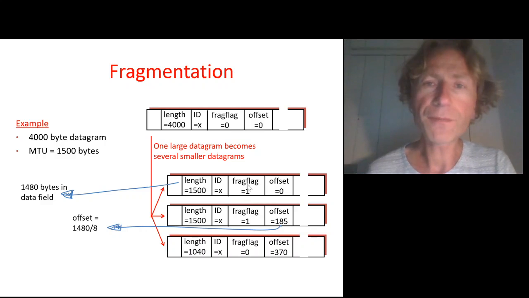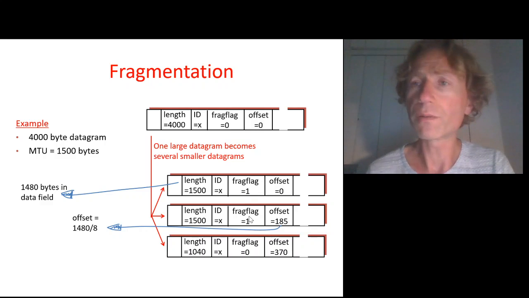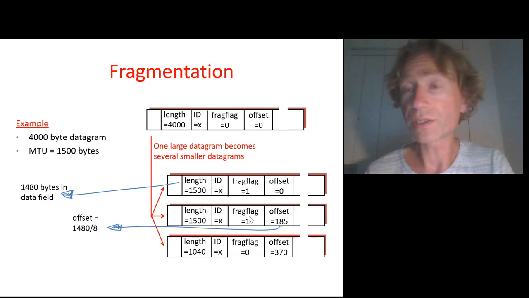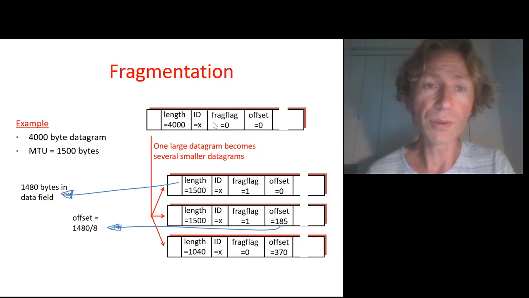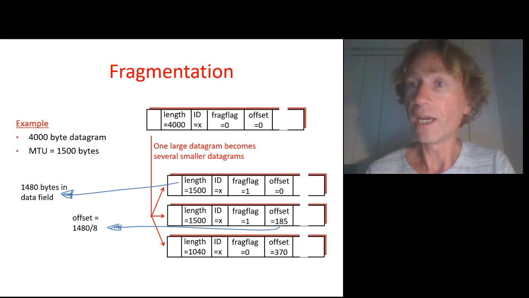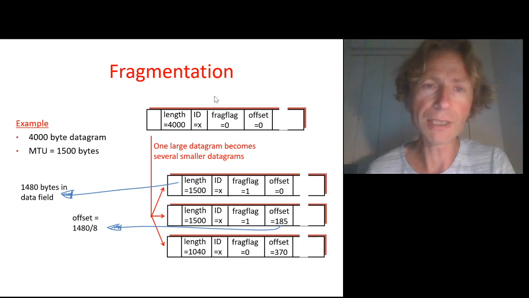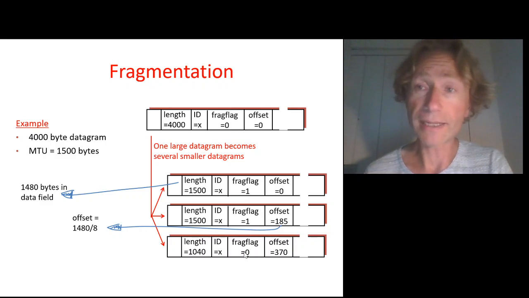And the first 2 fragments have their frag flag set. The frag flag essentially just indicates there are more fragments following. So in the original datagram, there are no more fragments following. So this is the last fragment. In fact, it's the only fragment. But here there are more fragments following. Here there's also another fragment following, and only in the last one the frag flag is set to 0. There are no more fragments following.